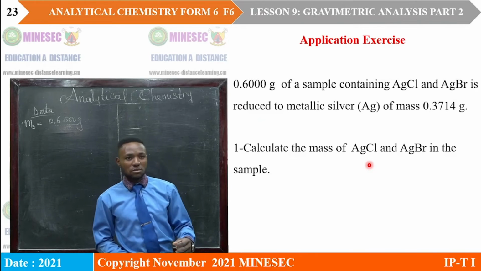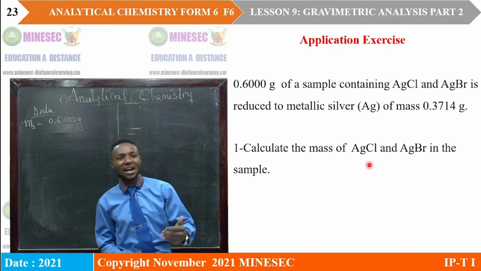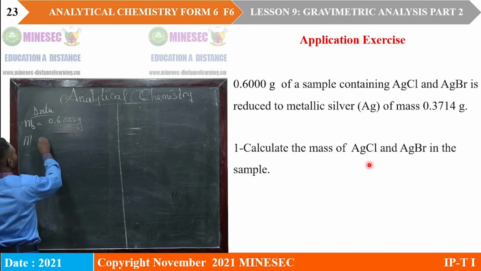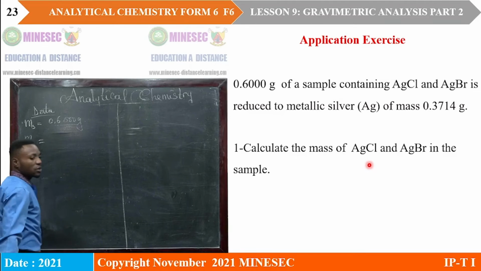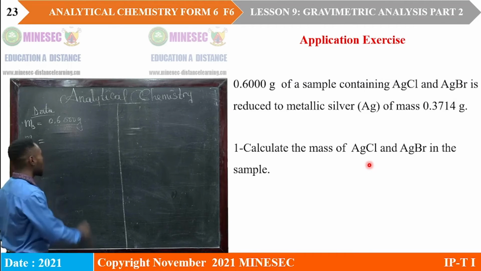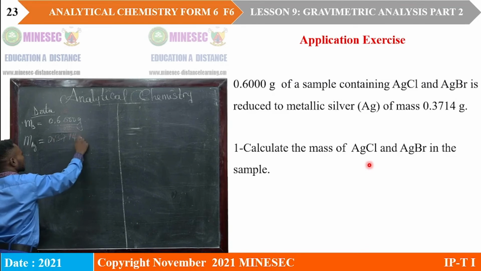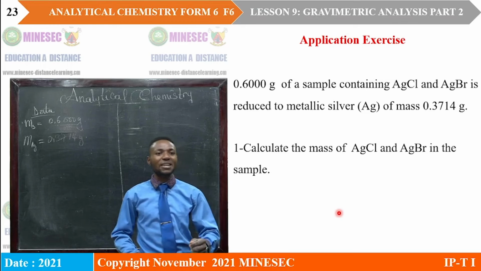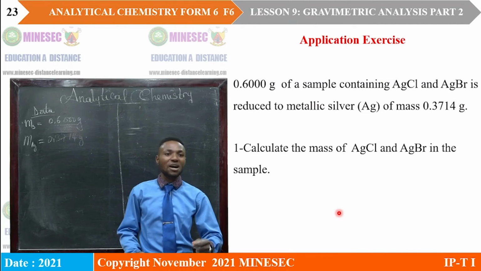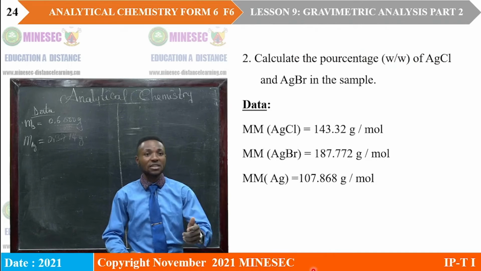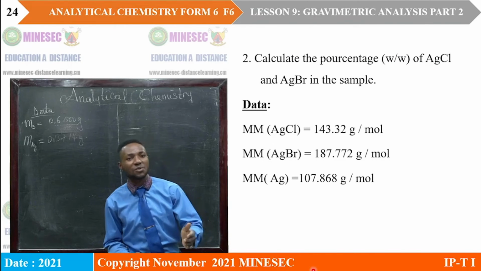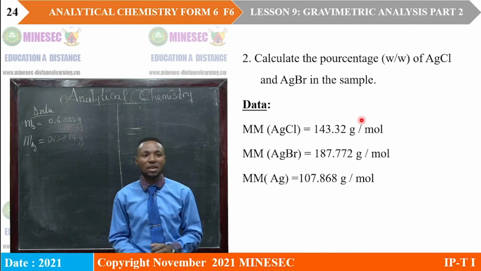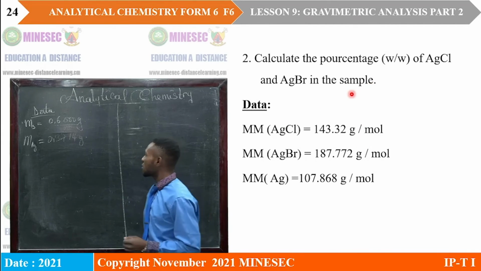The sample is reduced to metallic silver, which gives a mass of silver of 0.3714 gram. What is therefore the first question? Calculate the mass of silver chloride and the mass of silver bromide in the sample. The second question: calculate the percentage weight of silver chloride and that of silver bromide in the sample. We are given the various molar masses.